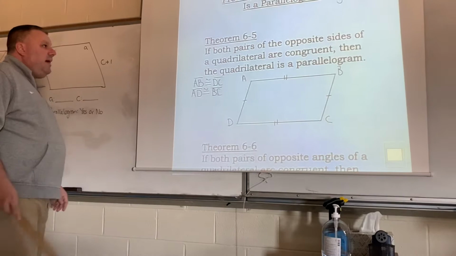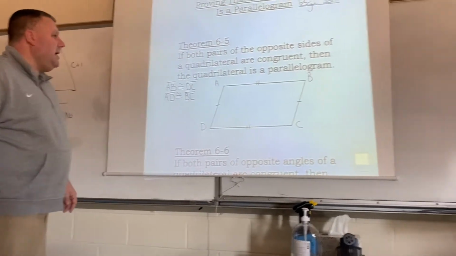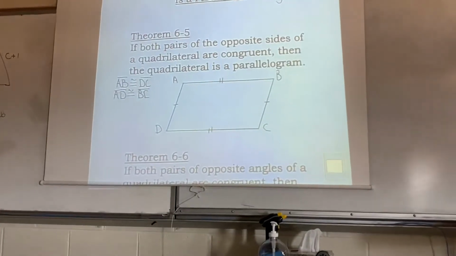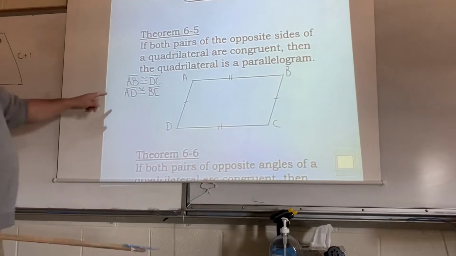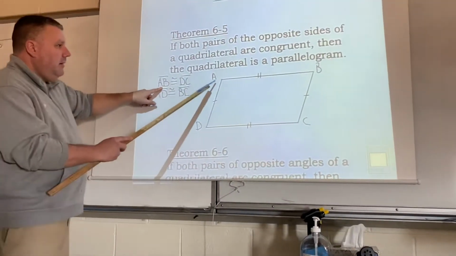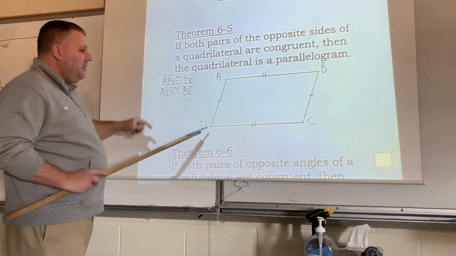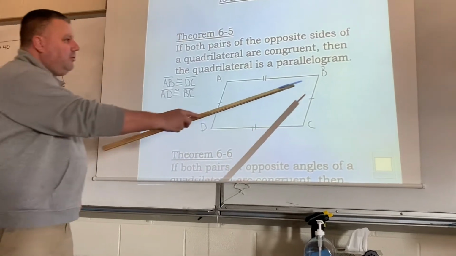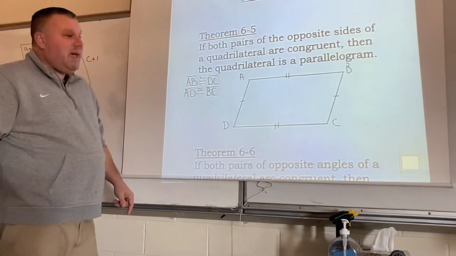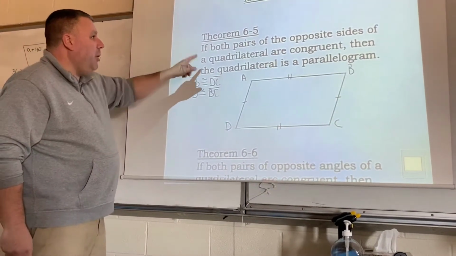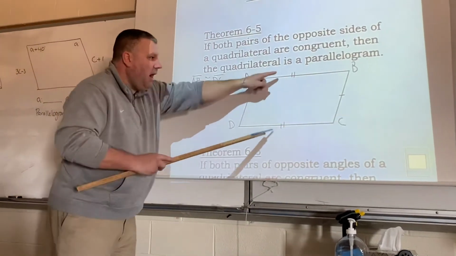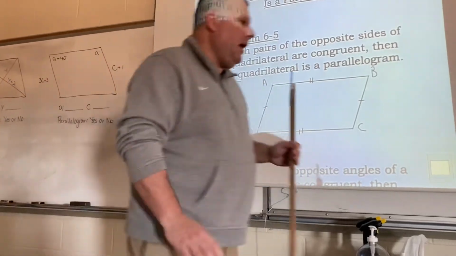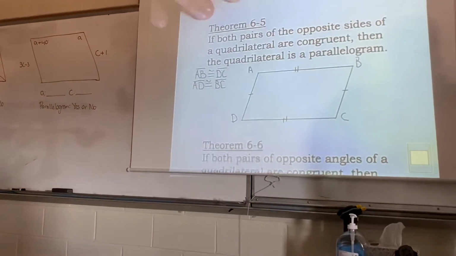Theorem 6.5 states if both pairs of the opposite sides of a quadrilateral are congruent, then the quadrilateral is a parallelogram. So you can see here that I stated that AB is congruent to DC, and AD is congruent to BC. That does satisfy it, because both pairs of opposite sides are congruent. This is a parallelogram. Let's go down to the next one.